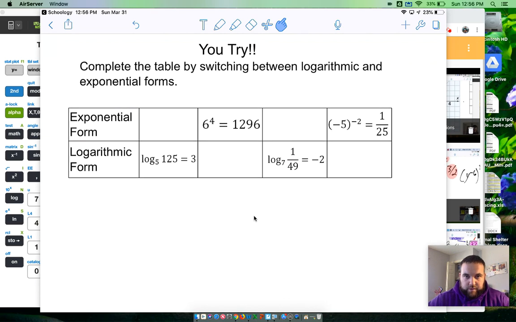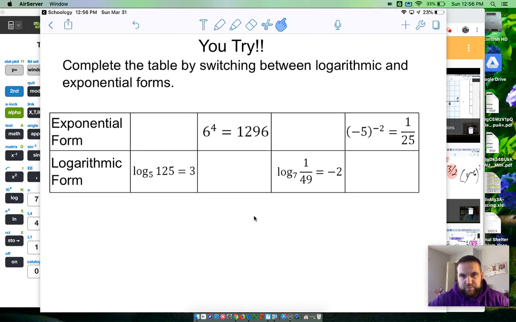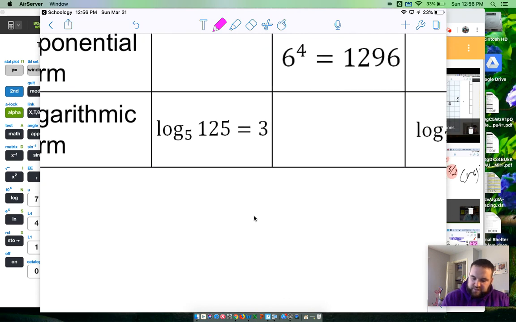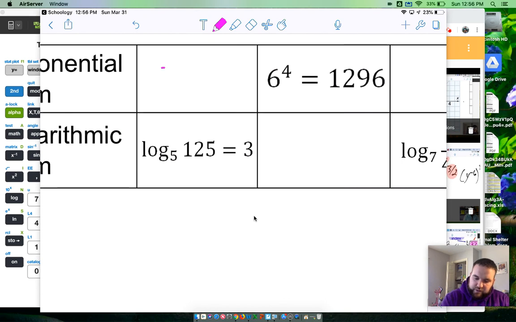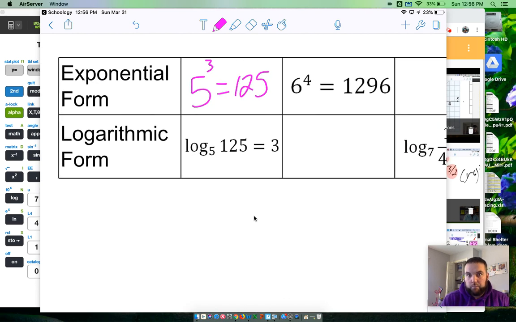So just real quick, let's fill out this table just to practice switching between log form and exponential. So if you have the logarithm log base 5 of 125 equals 3, that is true because 5 to the 3rd power is equal to 125. So that's the exponential form of the same statement, just written as a logarithm.